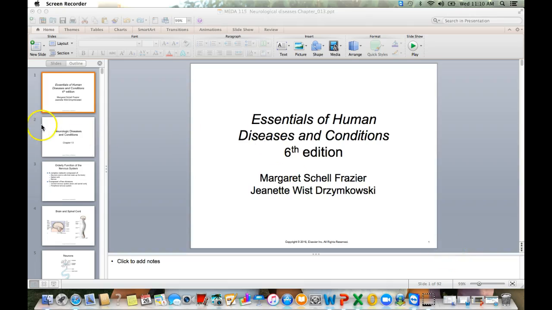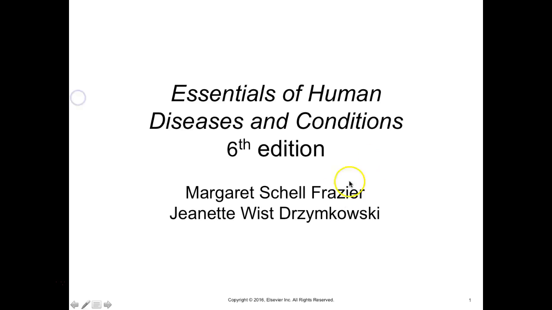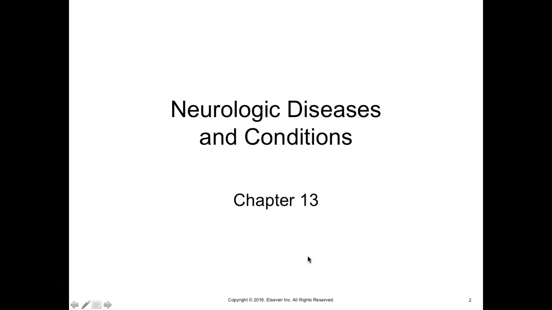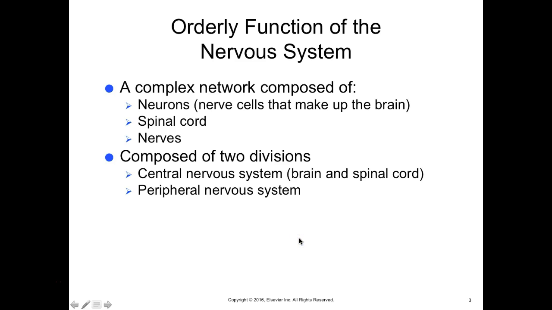All right, everybody, here is the nervous system for pathophysiology. So, neurologic diseases and conditions, chapter 13. First thing, just a little bit of anatomy and physiology. So, orderly function of the nervous system.